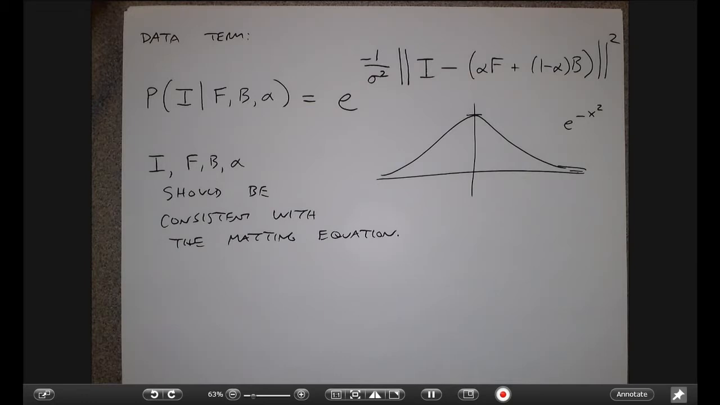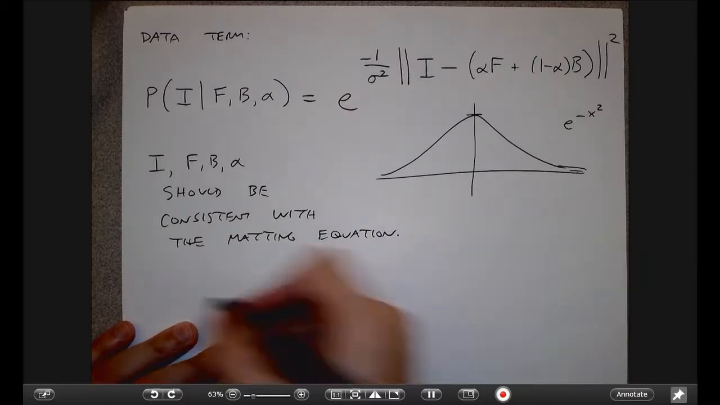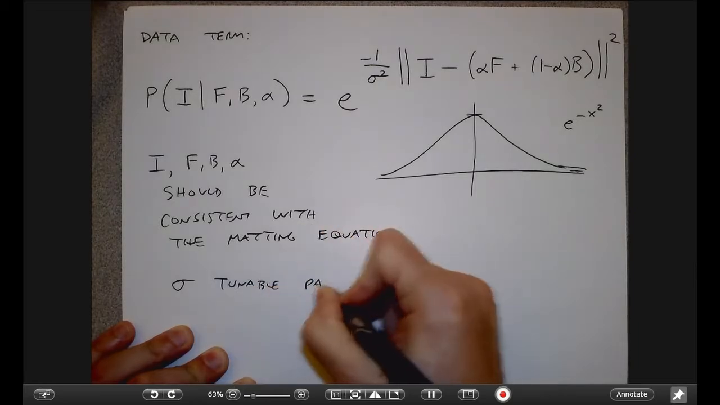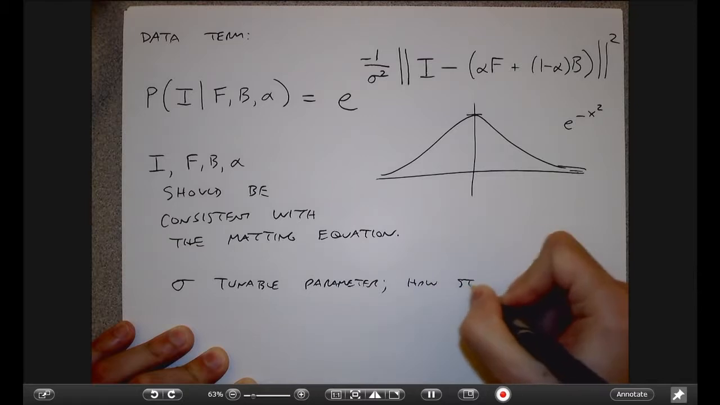Basically, if I want to be really strict that you have to satisfy the matting equation, then I should have my sigma be small. And if I don't care so much, or if I want to be a little more lenient, maybe because I know there are some inconsistencies or deviations from the real-world matting assumption, then I may allow a slightly larger sigma. So basically, sigma is a tunable parameter telling us how strict we are.